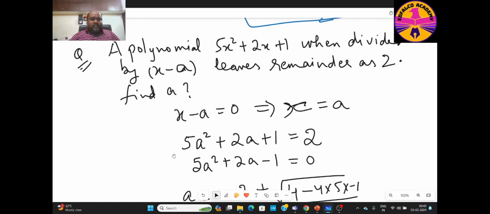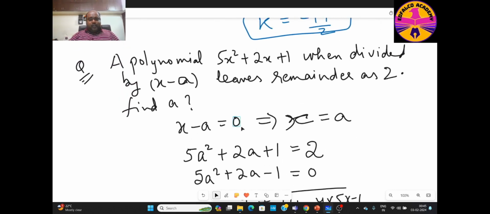But the point is that you will make x minus a equal to 0. You get x is equal to a. And then when you substitute back into the expression of the polynomial, you are basically going to get the remainder. That's what we did. We equated x minus a to 0, we got x is equal to a, and then we put it in the original polynomial expression, equated it to 2, and thereafter we can solve for a.